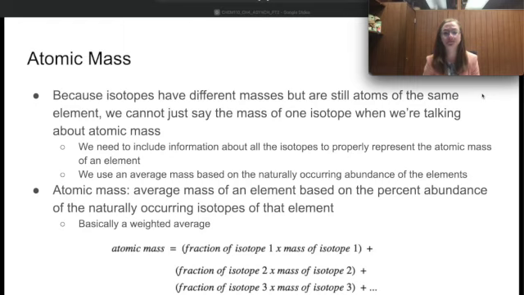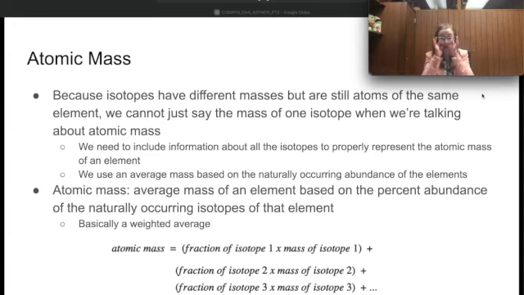of an element. And so we use an averaged mass based upon the naturally occurring abundance of the isotopes of the element. So atomic mass is actually an average mass of an element based on the percent abundance of the naturally occurring isotopes of that element. So basically it's a weighted average is what you might think about it.